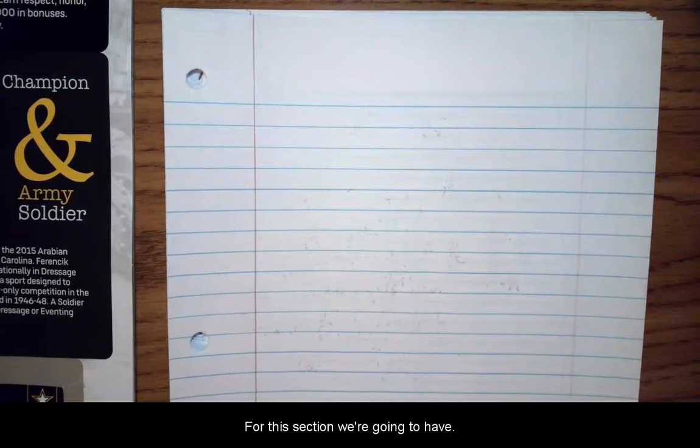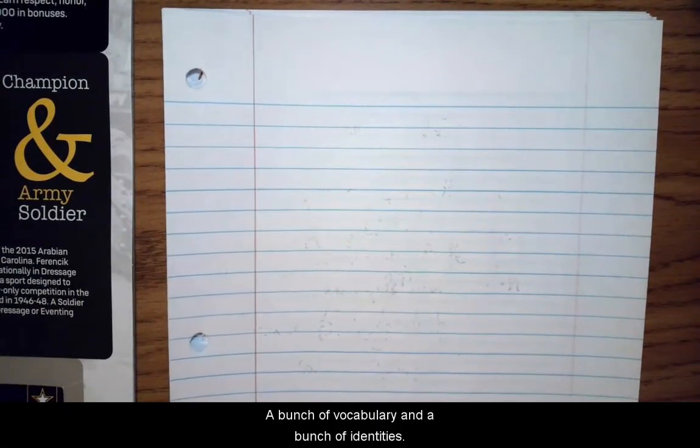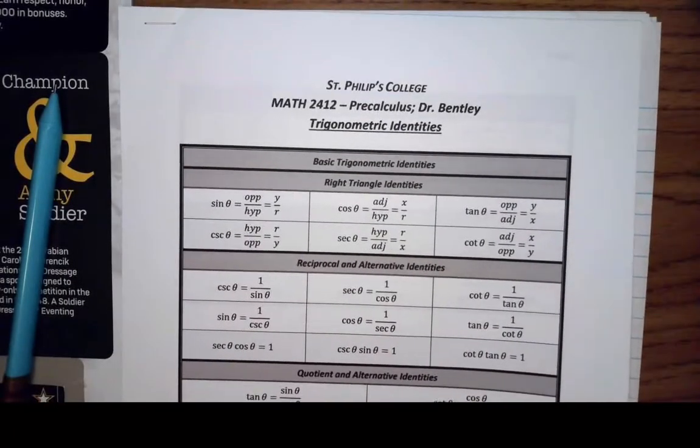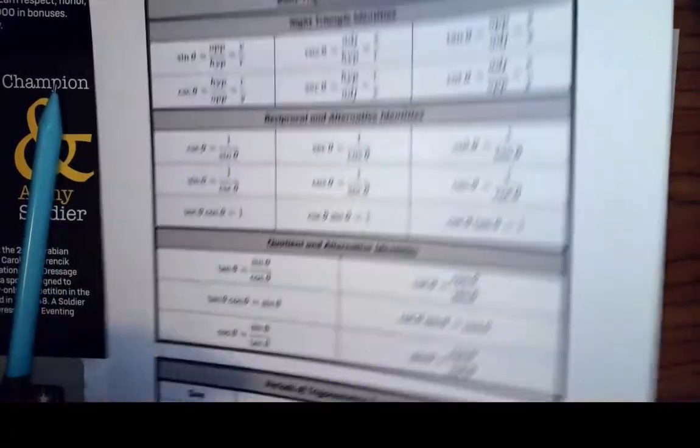For this section, we're going to have a bunch of vocabulary and a bunch of identities. So I have uploaded to Canvas these notes, and it's 4 pages long. I would strongly suggest that you download them. But I'm going to go through and explain what all of those mean. And then in this section for homework, we're going to be applying a lot of it.